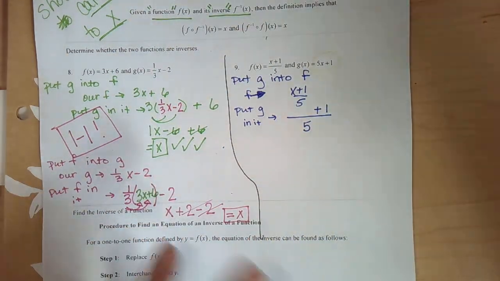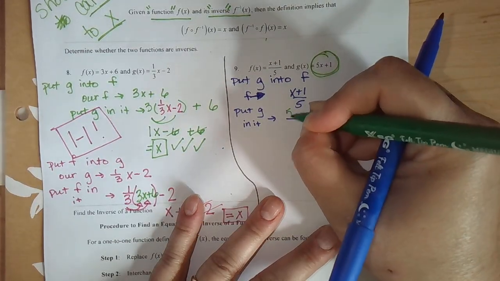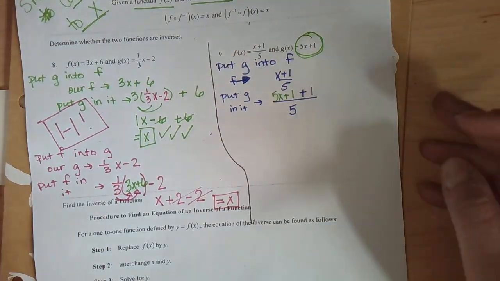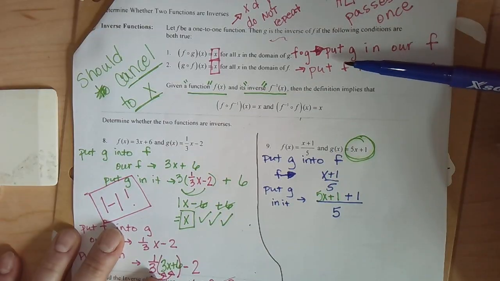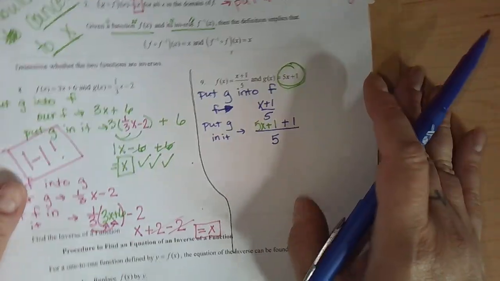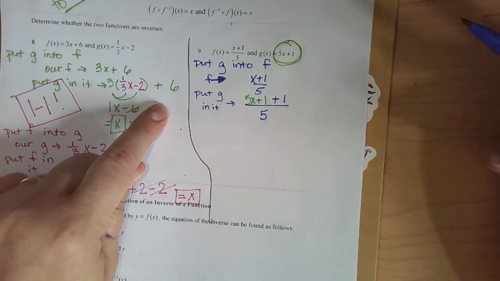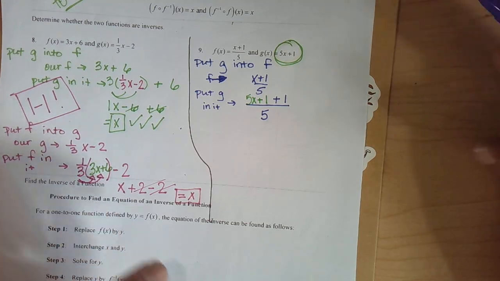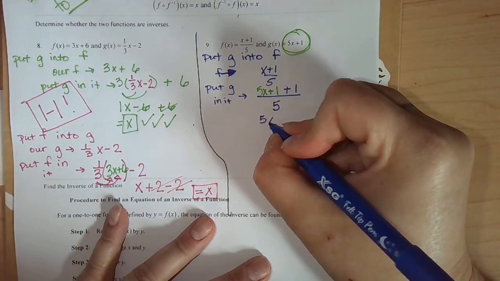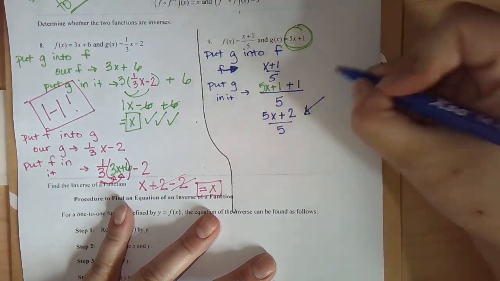Whatever your g of x is. So 5x plus 1. Is that right? Yeah. Okay. So now that I've put our g and our f, we're going to try and cancel to an x. So let's see if this cancels out to an x. On number 8, they canceled because we had a -6 and a +6. Those are opposites. Okay, well, let's see. Do our 1's cancel? Nope. This just makes 5x plus 2 over 5. And the 2 don't cancel.